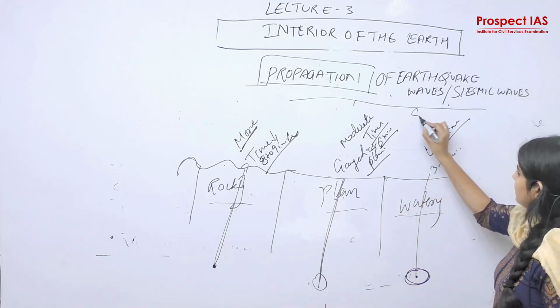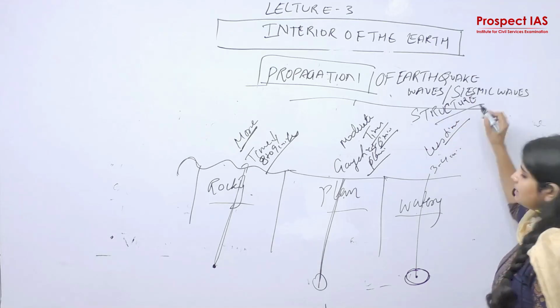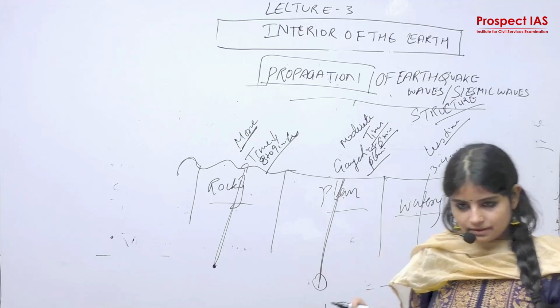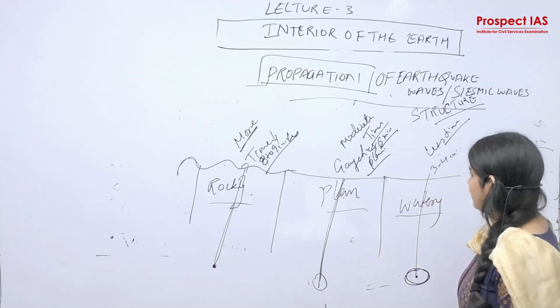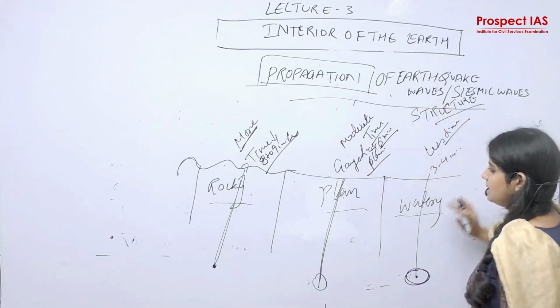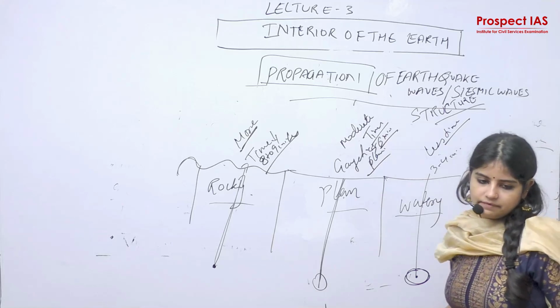Here we know about the structure difference. In the previous topic, we knew about the differentiation of matter composition. So this is how the propagation of earthquake and seismic waves tells us about the structural differentiation of the earth. So you can write it.